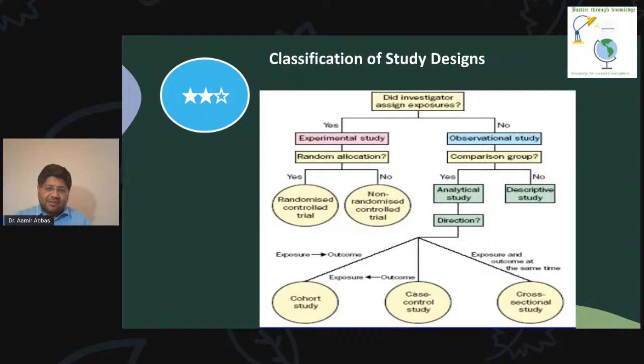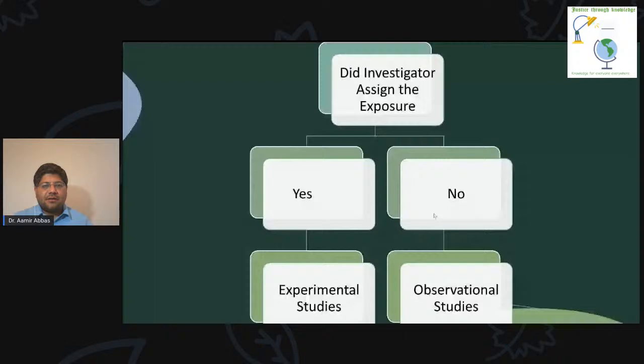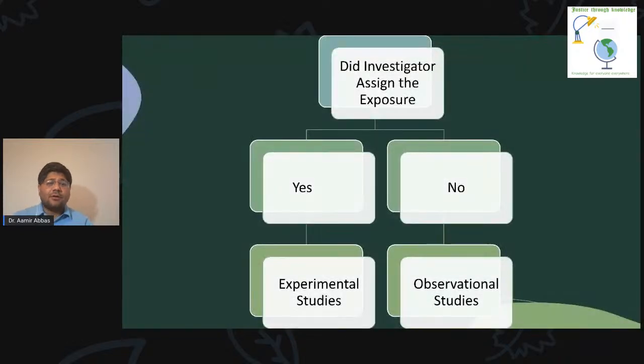This is the classification system which we'll be using. There are different classification systems. Just remember that there is not only one classification system. So how does that work? To start, you just need to answer this question: does the investigator assign the exposure? Is it like you are the investigator, sitting there and just observing? That is an observational study where you do not assign the exposure.